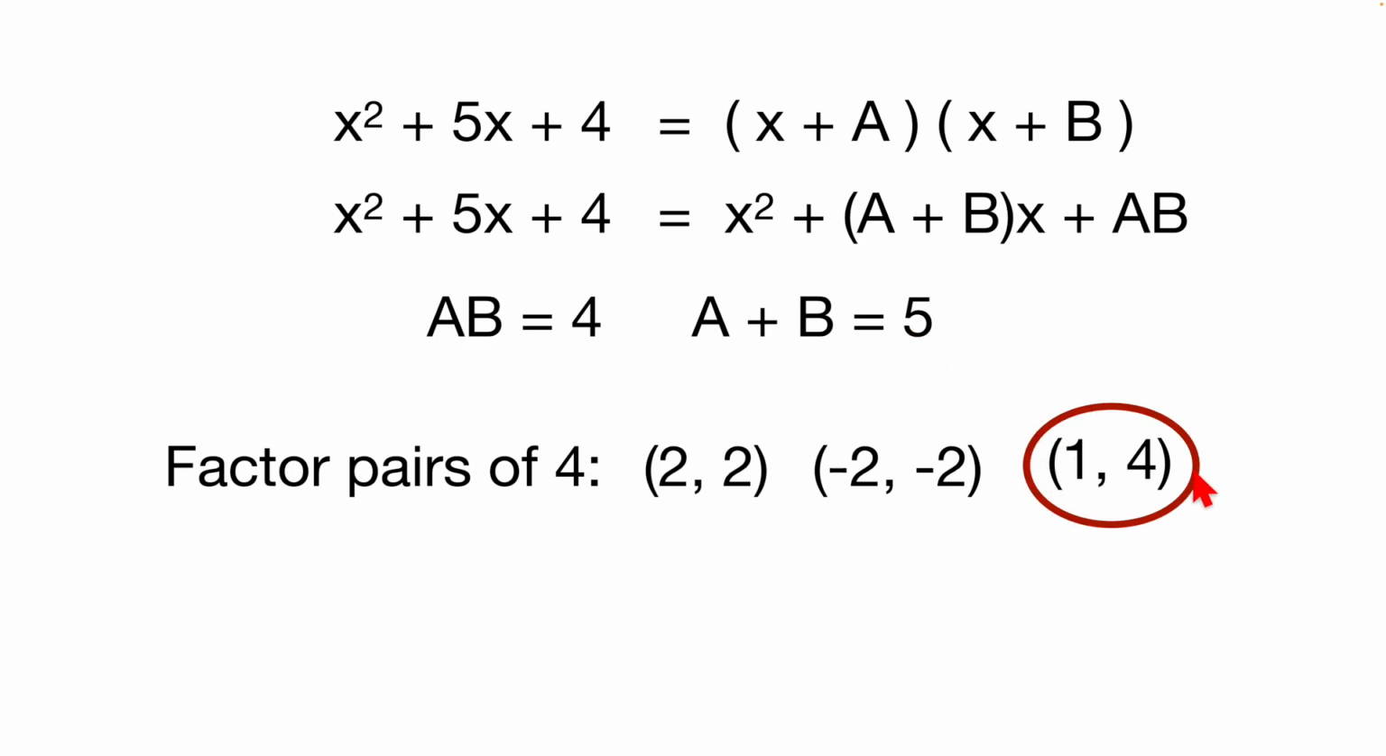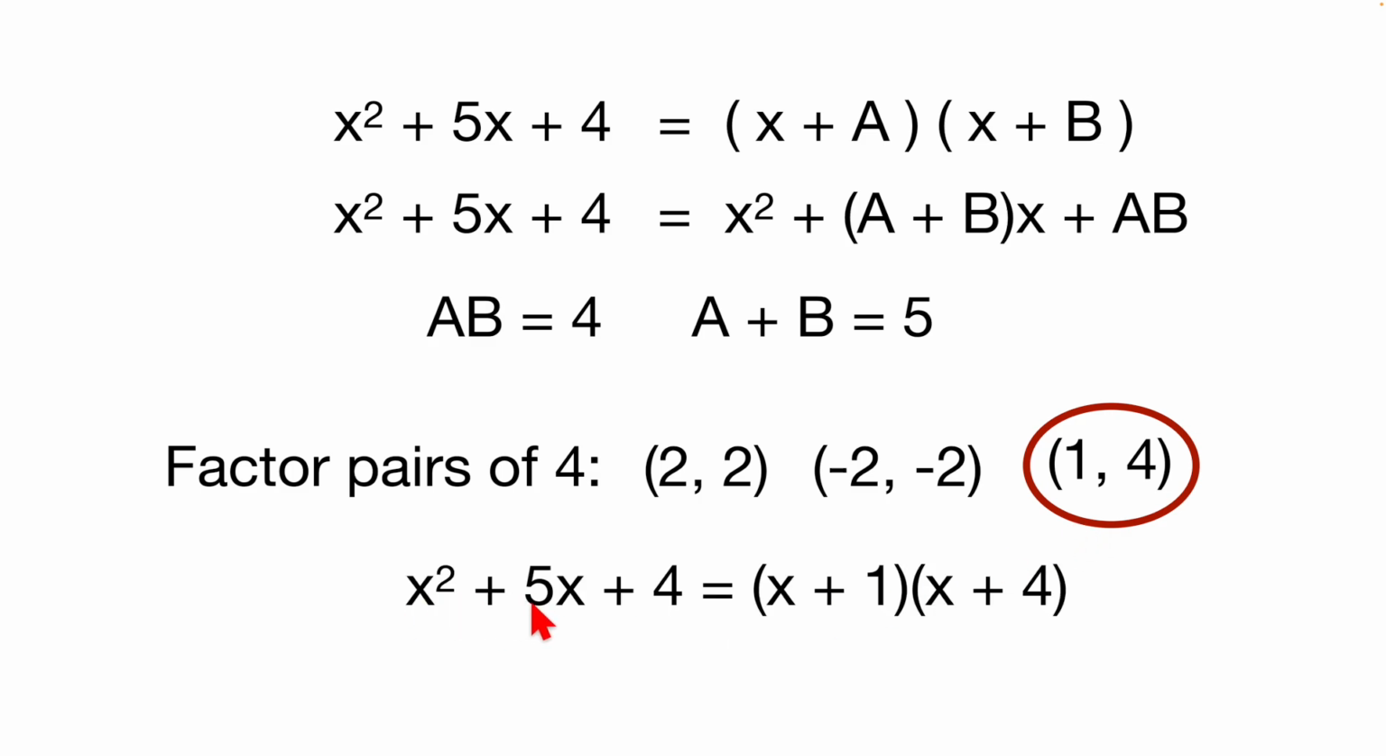These are the two numbers we're looking for, 1 and 4, and we can say x squared plus 5x plus 4 is equal to x plus 1 and x plus 4. I have replaced a and b with 1 and 4. And I'm going to have a little check. I never like to leave it unchecked. 1 times 4 is 4. Good. 1x and 4x, 5x. Perfect. Have my little moment of joy.